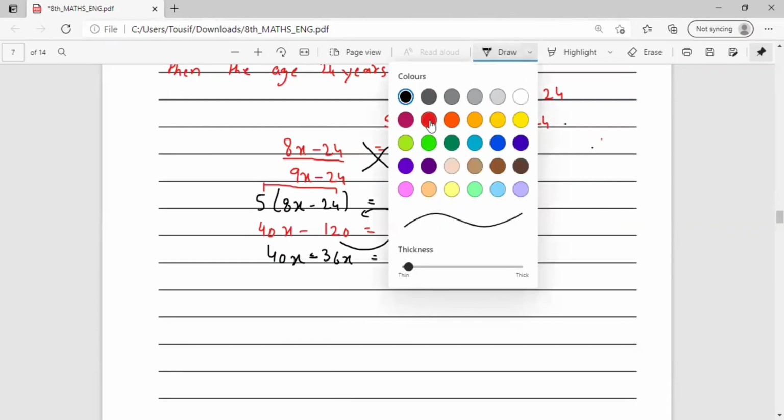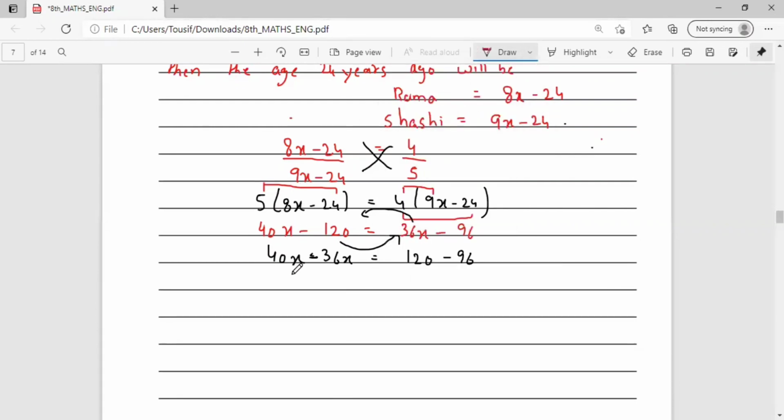So solve them, the very simple task. 40x minus 36x gives 4x is equal to 120 minus 96 gives 24. Cross multiply. So x is equal to 24 divided by 4. Sorry, it's 4. Let us do the cancellation: 4 ones are 4, and 4 sixes are 24. So x is equal to 6.